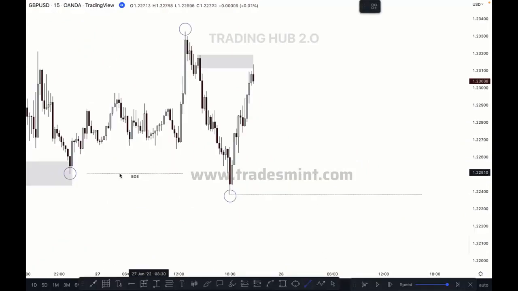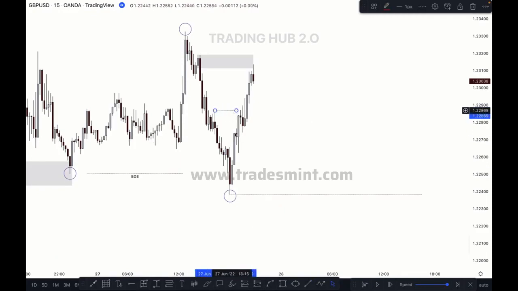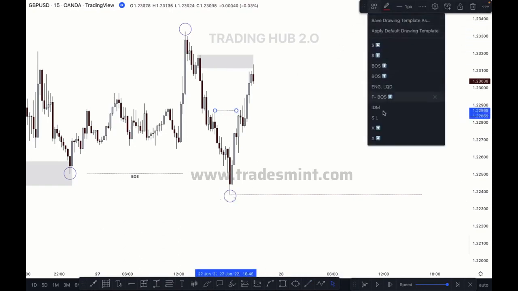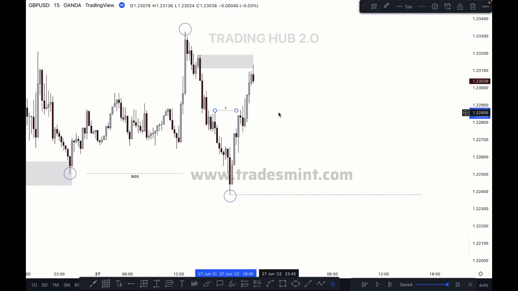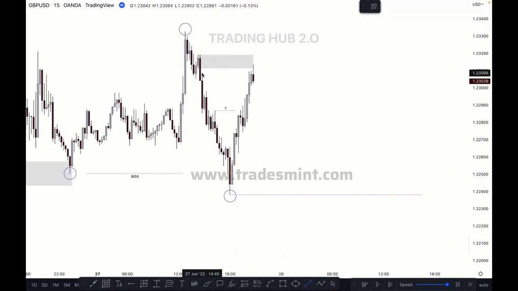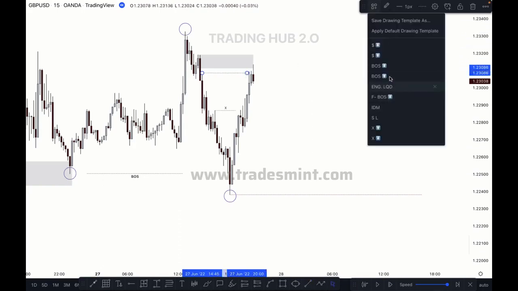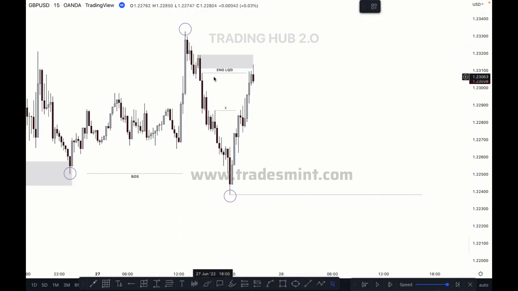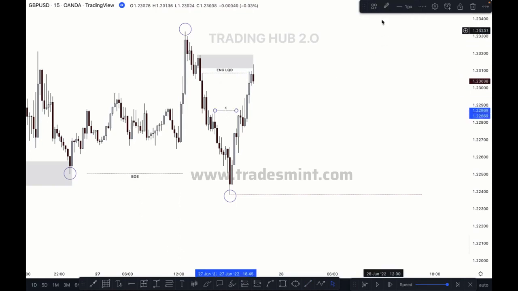In this case, the market breaks the structure. Our first inducement is here. After taking out this high, this low is confirmed. And after taking out this high, where is our engineering liquidity? On the extreme, here. This is called our engineering liquidity, right? So this will be our engineering liquidity, and this is our inducement.